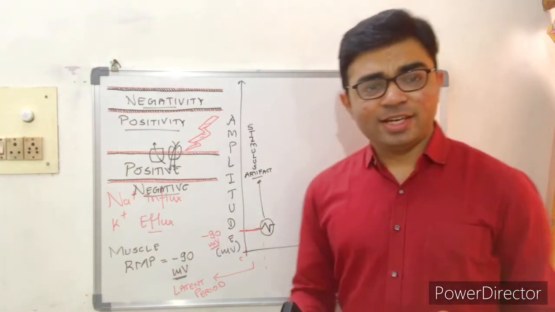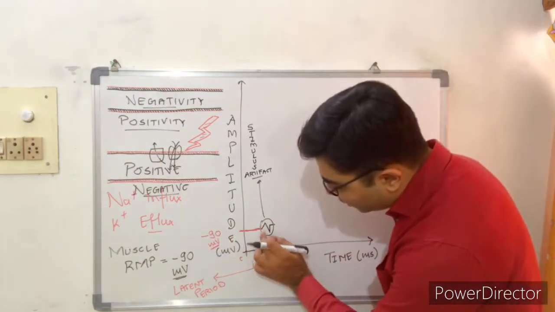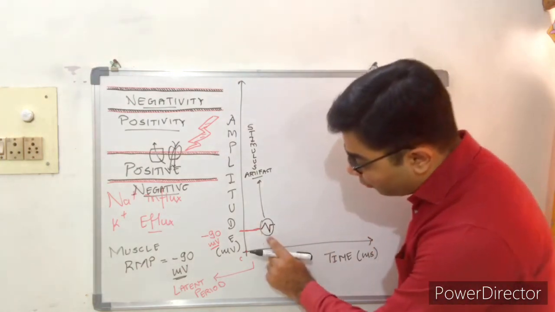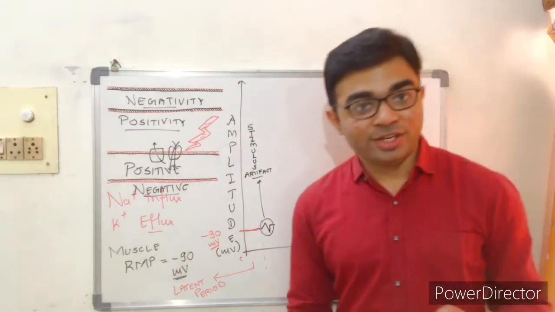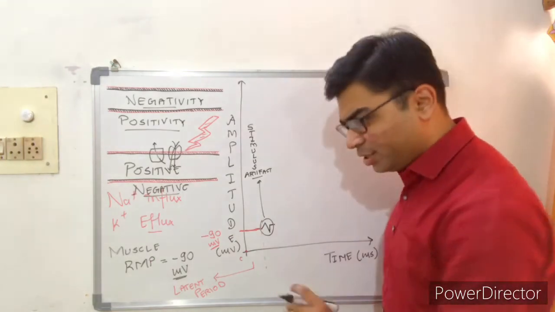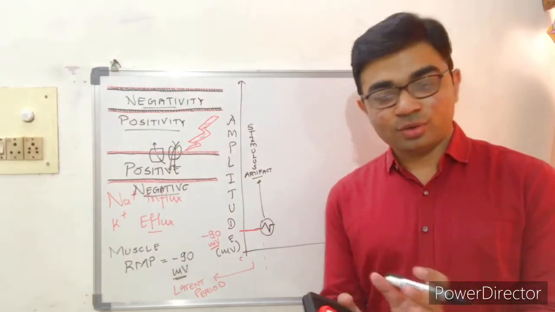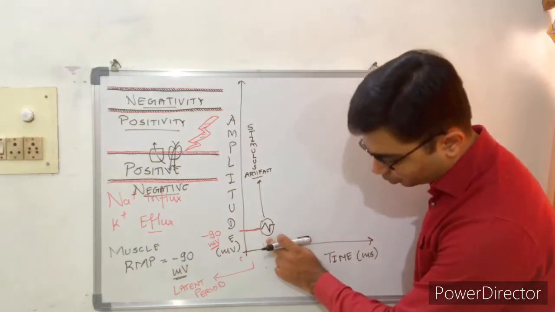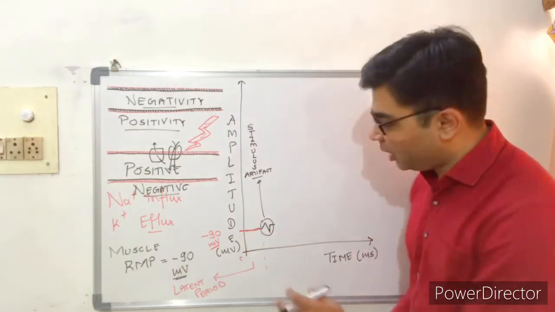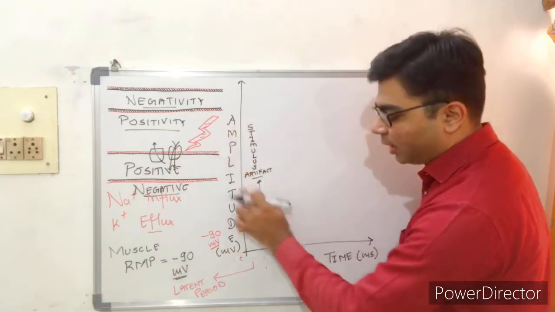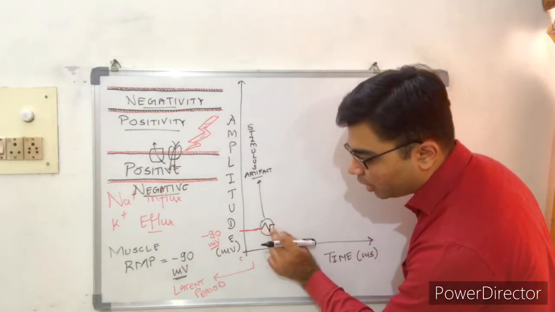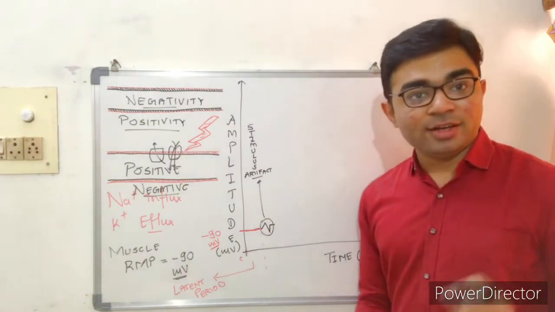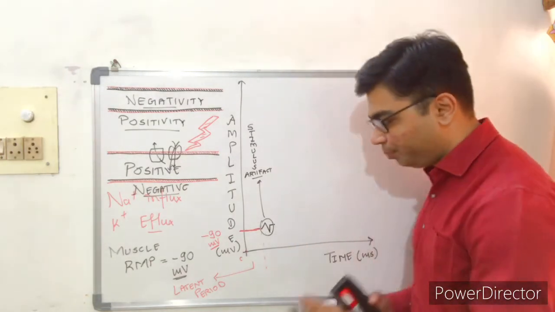Stimulus artifact is nothing but a slight irregular deflection in the baseline of the graph of the action potential, right? This may show in some of the graphs and it may not be present in some of the graphs, but we need to understand that the stimulus artifact is a slight irregular deflection in the baseline of the graphical representation of action potential.